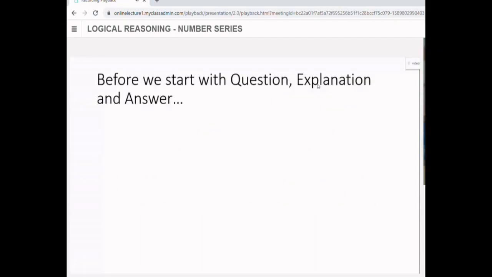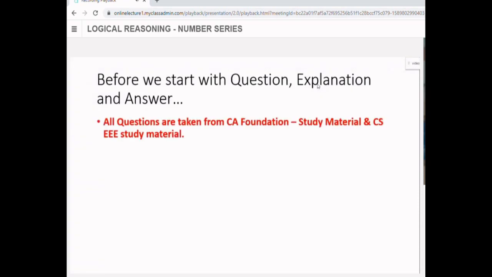Now, before we start with the question, explanation and answer, all questions are taken from CA Foundation Study Material or CS EET. That is a mistake. I thought it is eligibility entrance exam. So it is eligibility entrance test. So EET study material. In short, for CA Foundation Study Material and CS Study Material, all the questions are taken from there. These questions which we'll be discussing, there is no need for you to take down those. Before the next lecture, I'll make sure all of you will receive PDF files for these questions.